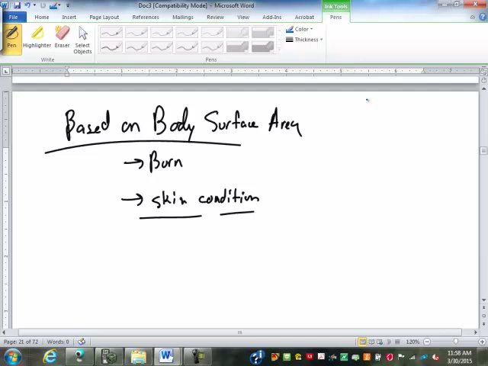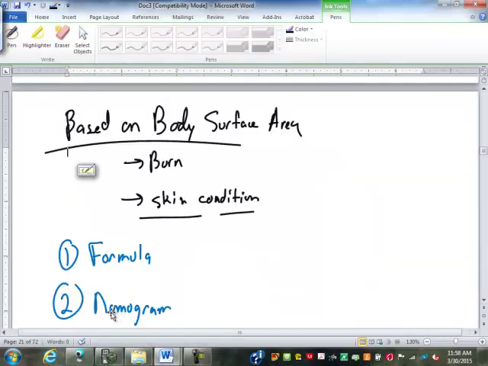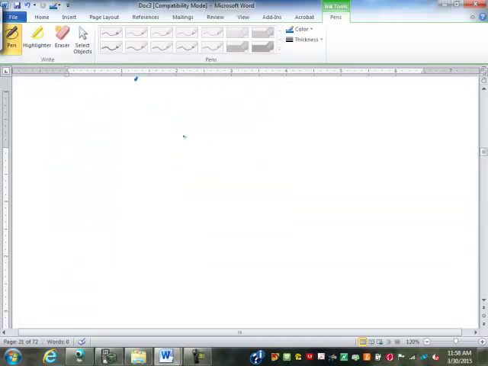So there are two ways to calculate body surface area. One is a formula. Being a math geek, that's where I'm going to start out. Two is something called a nomogram. A nomogram is that chart you saw me pull up there just a second ago. It's a way of graphically estimating the body surface area. But we will find that it's accurate enough, but it's not totally accurate. So anyway, let's start out with the formulas.